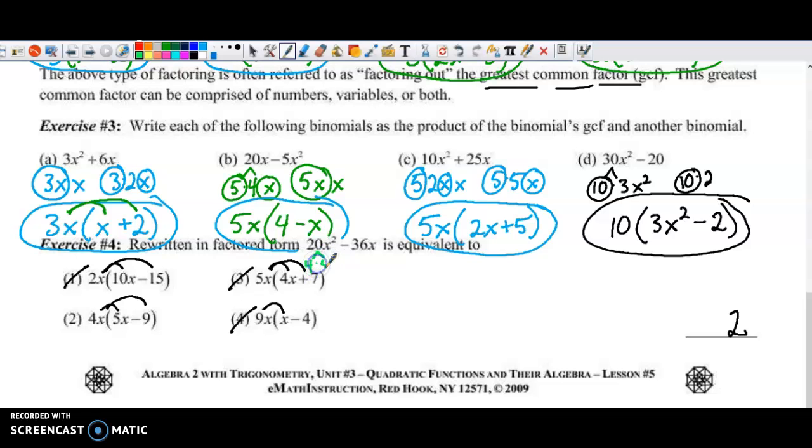So 4 times 5 gives me 20, and 4 times 9 gives me 36. This first term had 2 x's. This one just had 1. I don't really like how bright that color is, but you have a 4 and an x that's in common, so you write that in front. And then the leftovers of 5x minus 9, and that matches perfectly to this.